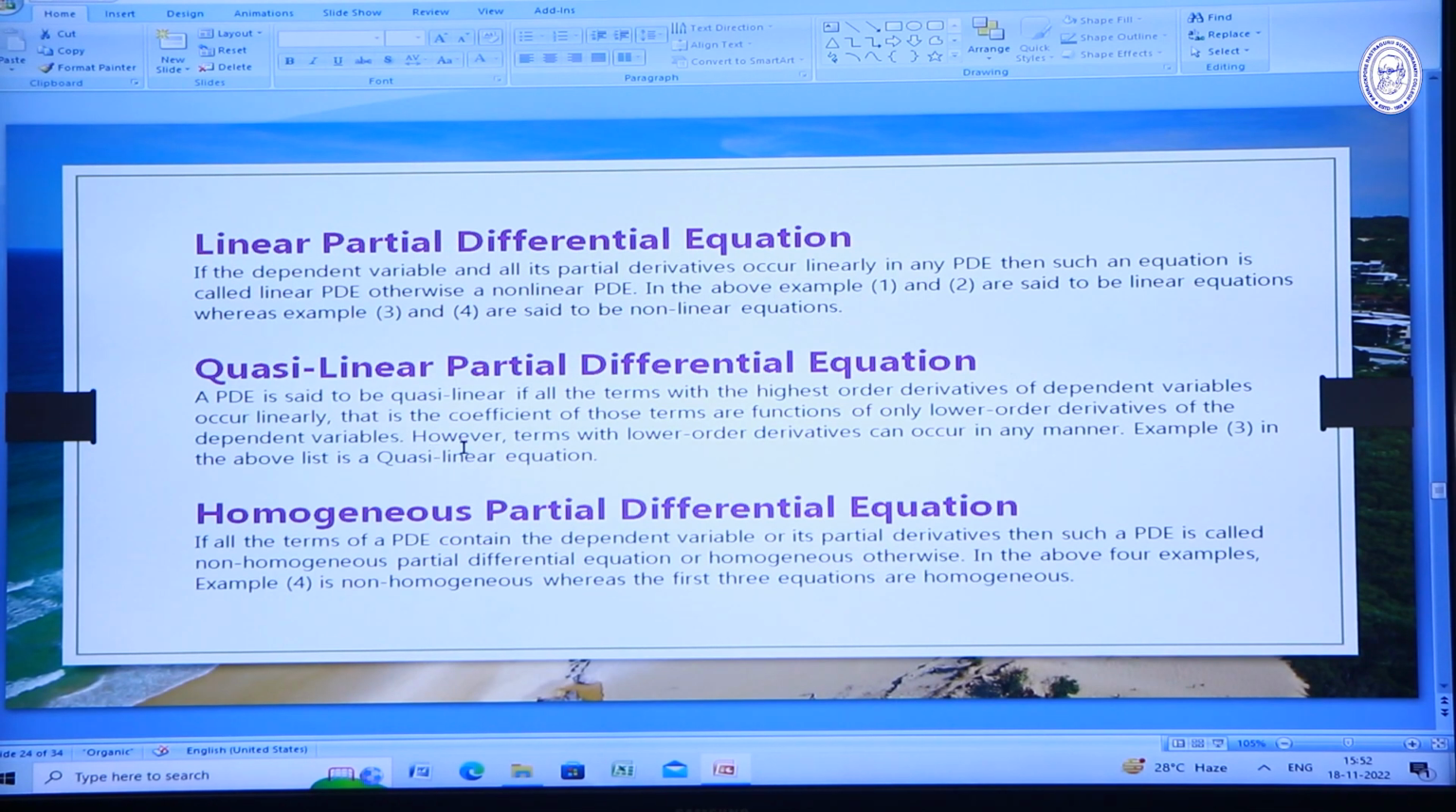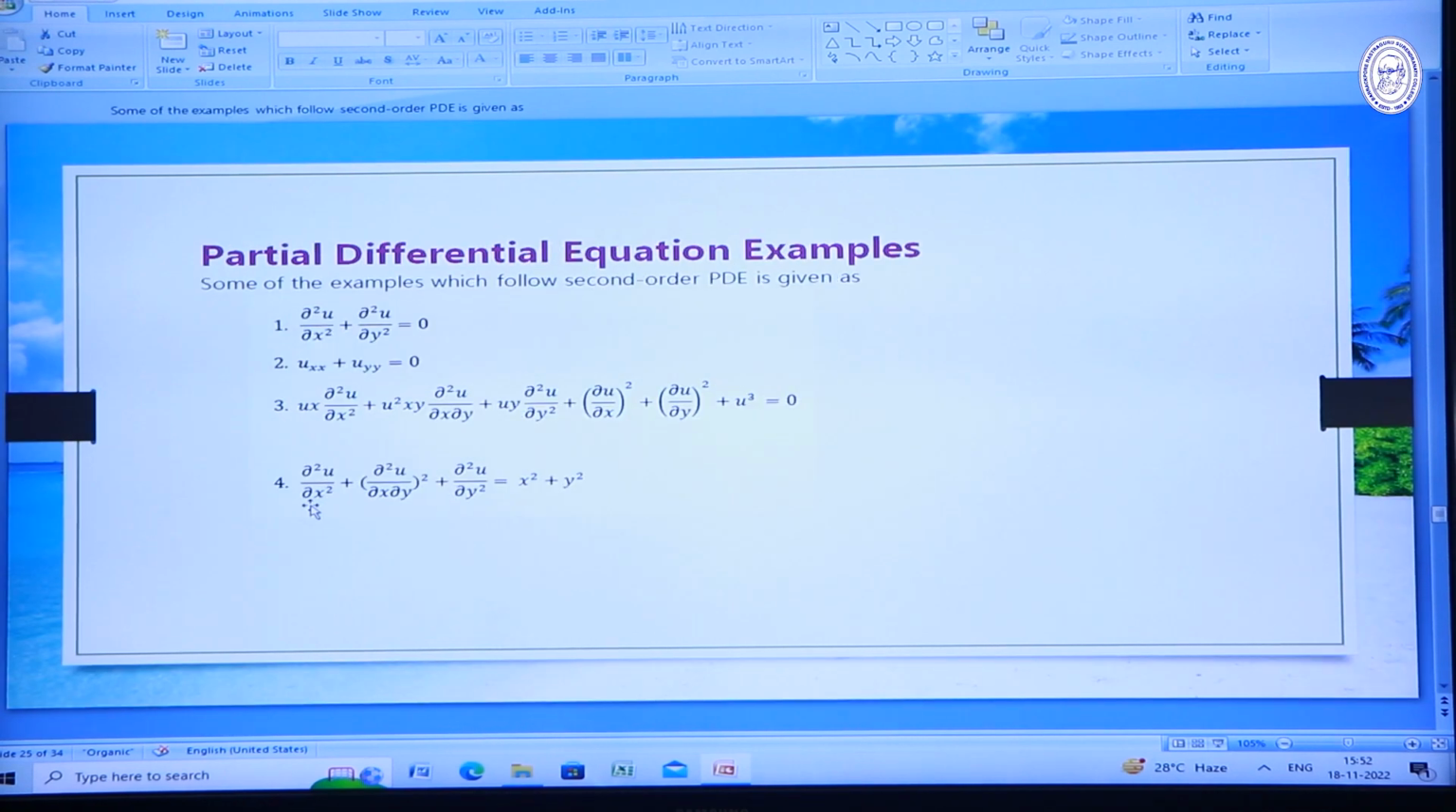Cauchy linear partial differential equation. A partial differential equation is said to be Cauchy linear if all terms with the highest order derivatives and dependent variables occur linearly. Partial differential equation example: this is a non-homogeneous partial differential equation, these three equations are homogeneous partial differential equations, and equation 3 is a Cauchy linear partial differential equation, and equations 1 and 2 are linear differential equations.